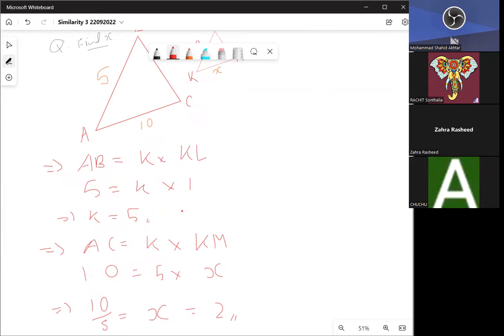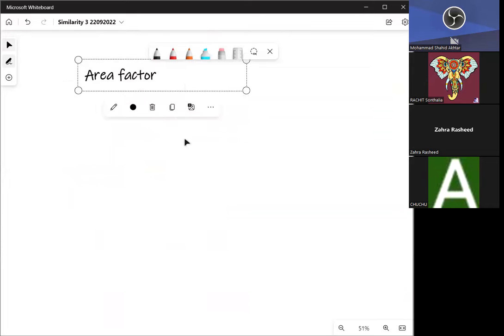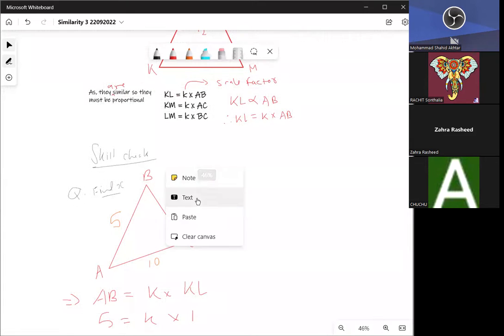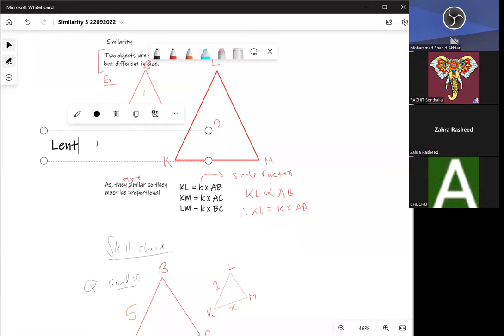No, sir. All right, now next up, we have something called the volume factor. Not volume, sorry, area. Let's do that first. Area factor. The thing which we just did right now was length factor. So the length is proportional.